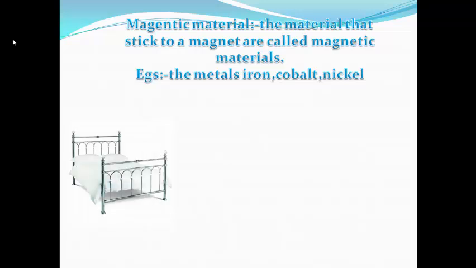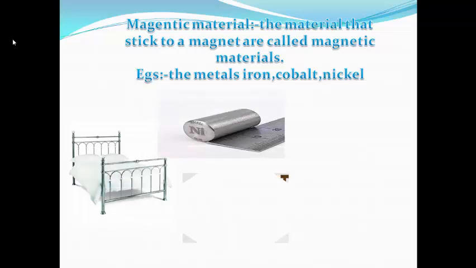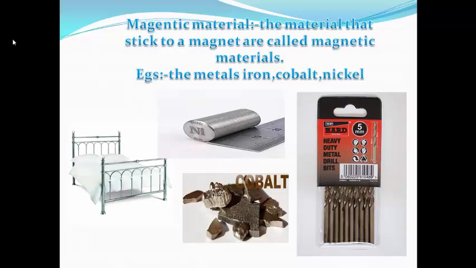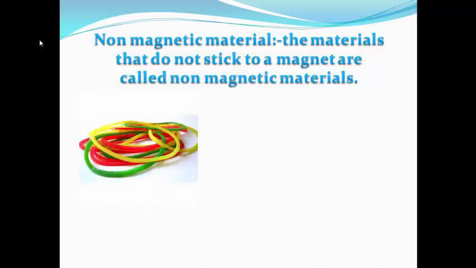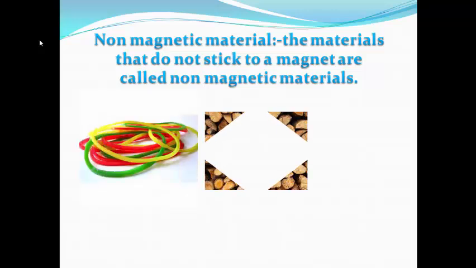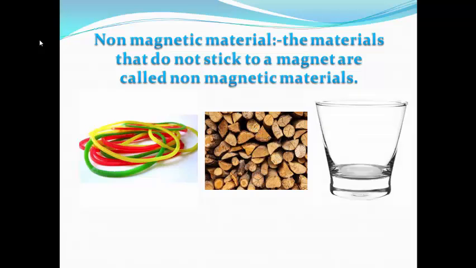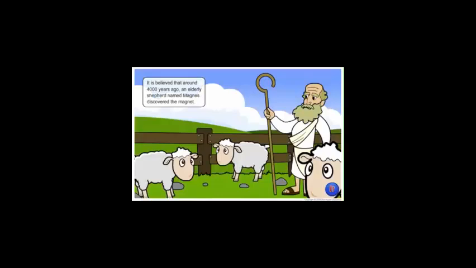For example, iron, cobalt, nickel. Non-magnetic materials are those which do not stick to a magnet. For example, rubber, wood, glass, etc. Now let's have a look at the history of the magnet.